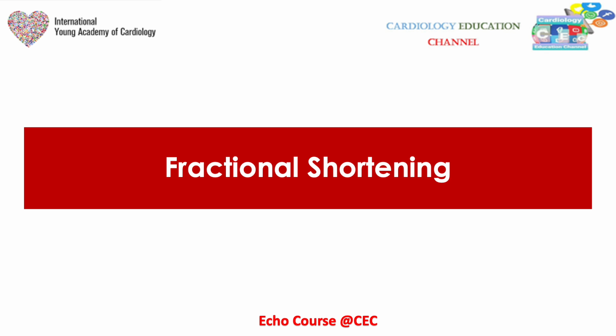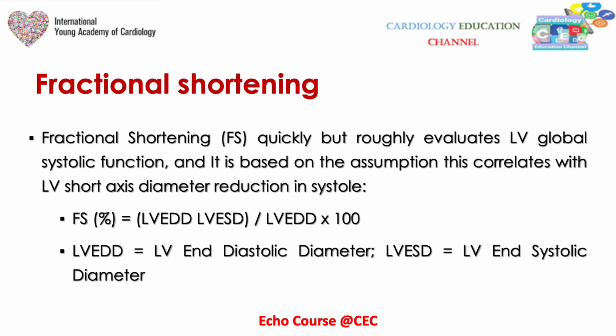So let's start with the first thing, the fractional shortening. The fractional shortening quickly but roughly evaluates the LV global systolic function, and it's based on the assumption that it correlates with the LV short axis diameter reduction in systole. The fractional shortening is the left ventricular end-diastolic dimension minus the LV end-systolic dimension, over the left ventricular end-diastolic dimension, multiplied by 100.